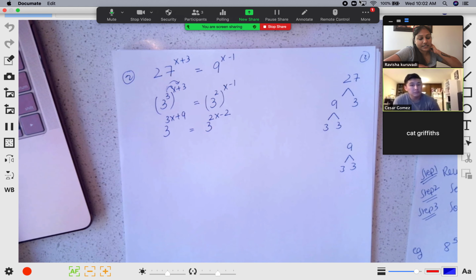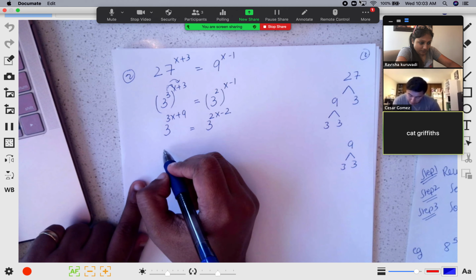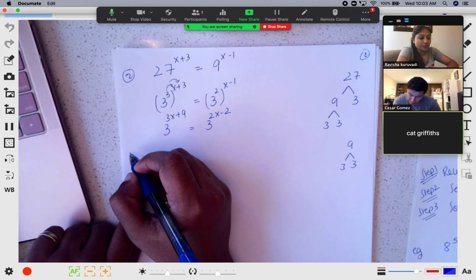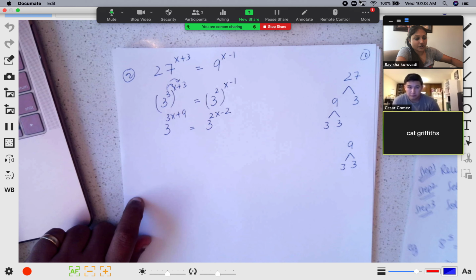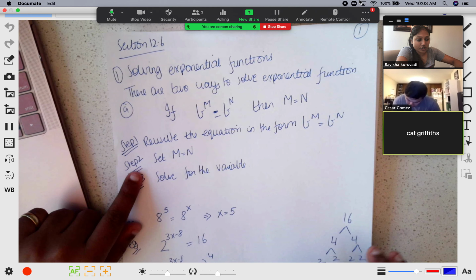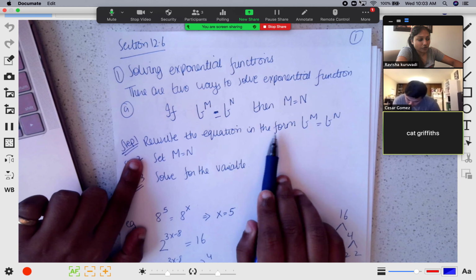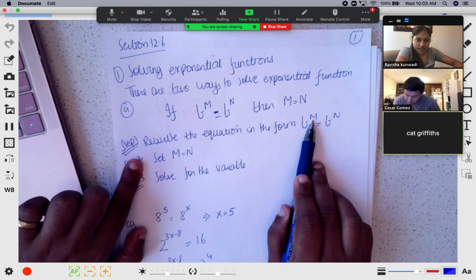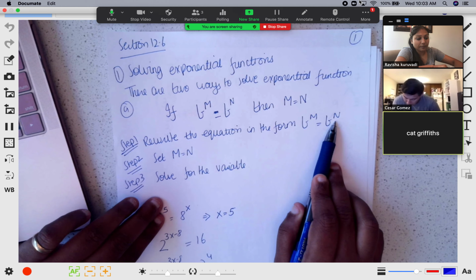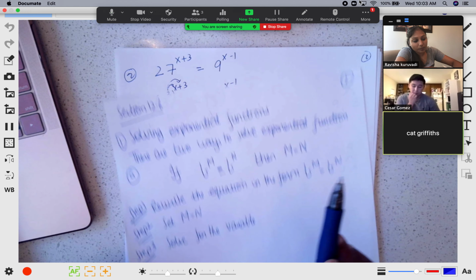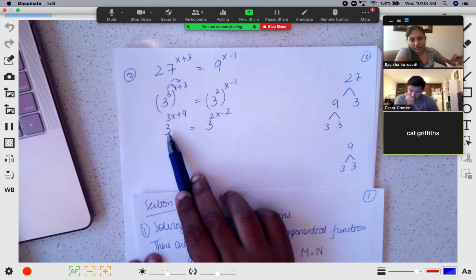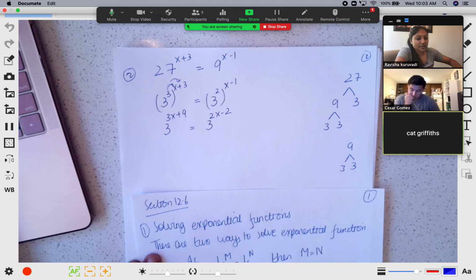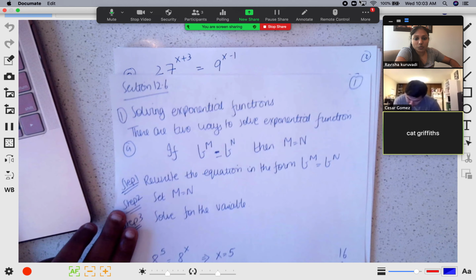Kat, what's the next step? You would solve for the variable? Yeah, so first, what do you do? So step 1 was, see here, step 1 said, rewrite the equation in the form b to the power of m is equal to b to the power of n. So I did that. I made my base same, right? b to the power of m is equal to b to the power of n. Next step says set m is equal to n.